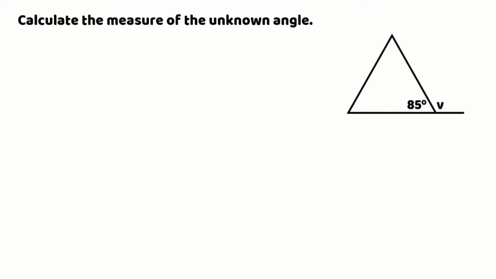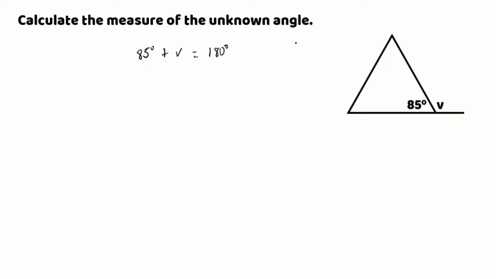Okay, so let's try another example. Feel free at this point to pause the video, calculate the measure of angle V, and when you're ready, you can unpause the video and work along with me to see if we got the exact same answer. Okay, so remember we're dealing with our angles on a straight line, which means that our 85 degrees plus V should equal 180 degrees.